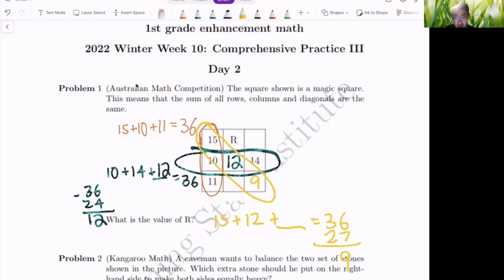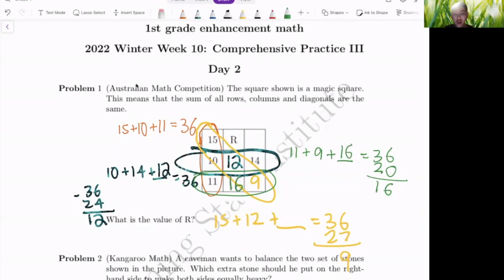And then in the green, we have 11 and 9 and some number. So 11 plus 9 plus another number equals to 36. And we know that 11 plus 9 is 20. So 36 minus 20 is 16. So therefore, the missing number is 16.